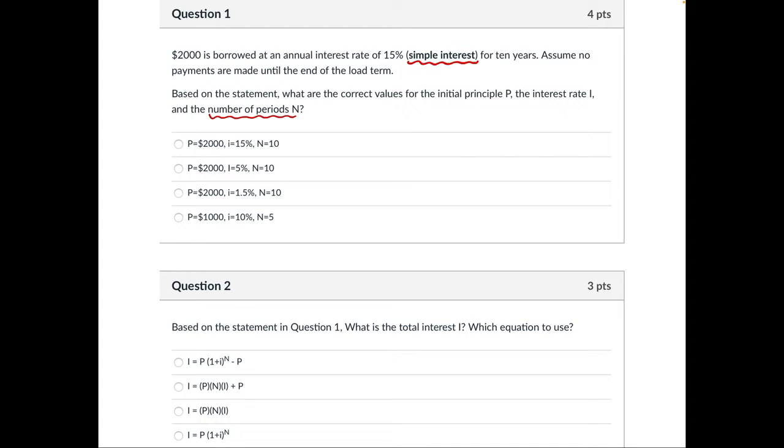Okay, so what is the principal? It is 2,000. Okay, so P is 2,000. And what is the interest rate? It said it's 15% per year. Okay, because it's annual interest rate, right? So which means it's per year. So i is 15%. And the number of interest periods, because it's compounded per year, so number of years is number of interest periods. Okay, so it's 10. So 2,000, 15%, and 10.